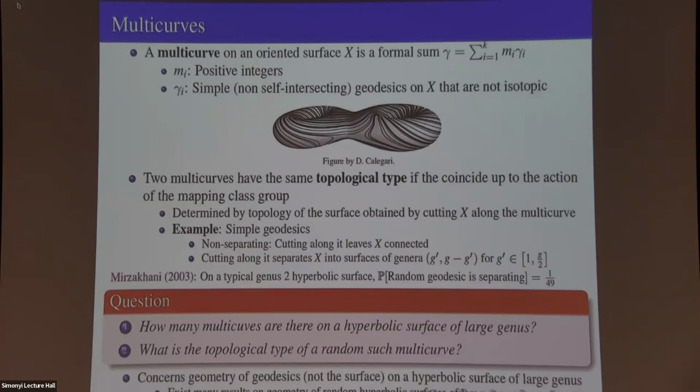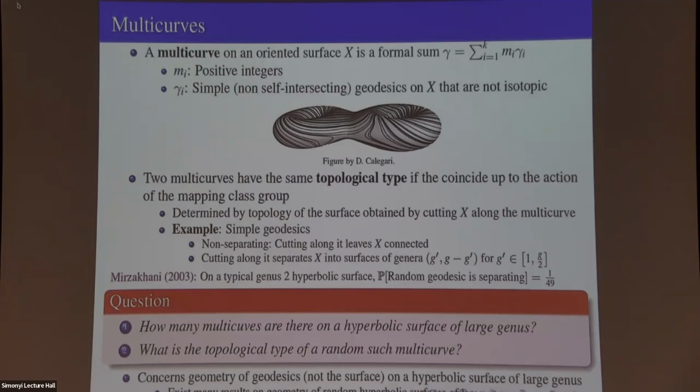Okay, so two questions. The first is how many multicurves are there on a hyperbolic surface of large genus? And the second is what is the topological type of a random such multicurve? So I owe you the definition of what I mean by random, and also what I mean by how many, because up here they're infinite, so I need to do some cutoff again.